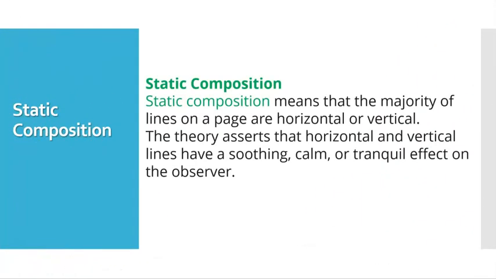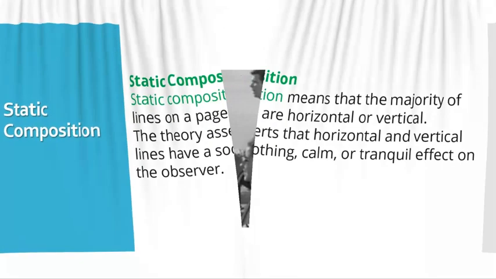Other ways that you could work around the rule of thirds, but also to still, sometimes they overlap, sometimes they don't, is the compositional theory of static and dynamic composition. So static composition means that the majority of lines on the page are going to be horizontal or vertical. The theory asserts that horizontal and vertical lines have a soothing, calm, tranquil effect on the observer.